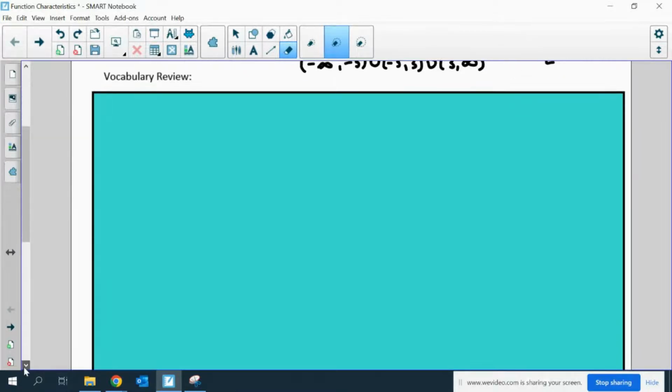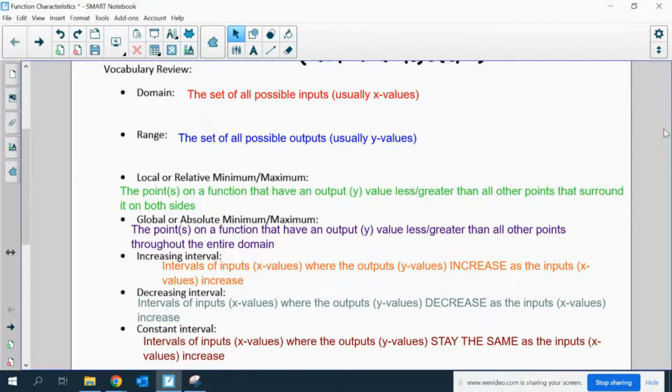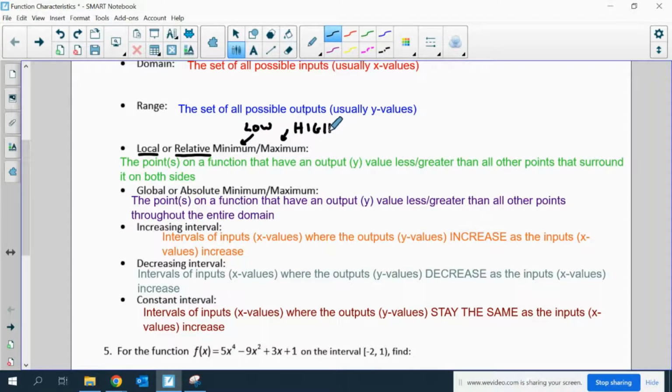Let's do a quick vocabulary review. The domain and range of a function are the set of all possible inputs and outputs. Domain we usually call x, and range we usually call y. Local or relative minimum or maximum. Local and relative are used interchangeably. So we could say local minimum or we could say relative minimum, and that would mean the same thing. Now obviously minimum and maximum are different, but minimum would be the low point and maximum would be the high point.